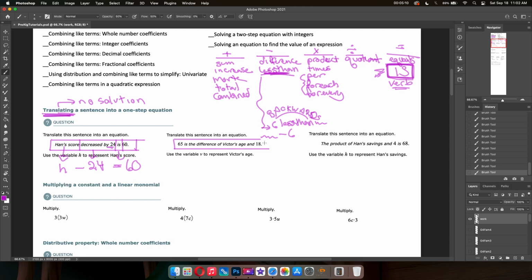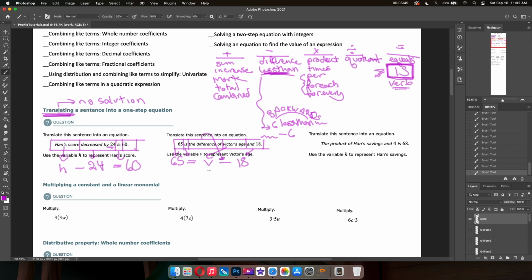Same thing over here. You drop it into a box and you separate it out. 65 is, there's your thing, difference of, so we know there's the subtraction, and what are we subtracting? Victor's age and 18. Now this one's going to look a little bit different because you can see the boxing, the difference isn't between the two variables like it is over here. So 65 is the difference of Victor's age and 18. So now the pieces still line up. It works pretty well, but this is an example where one of your boxes is a little out of place, and that's something to keep in mind.